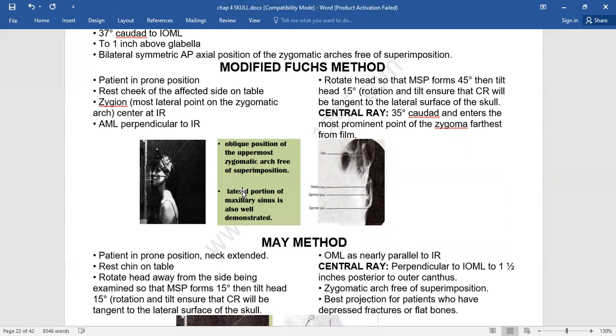Alveolar meatal line is perpendicular to the IR. So head is rotated so that the MSP forms 45 degrees. Then tilt head 15 degrees. And central ray is 35 degrees caudad. It enters the most prominent point of the zygoma, which is the zygion. So ang bali dito sa ating modified method, so ang interest niya best demonstrates the zygion farthest from the film. So hindi yung near the film.